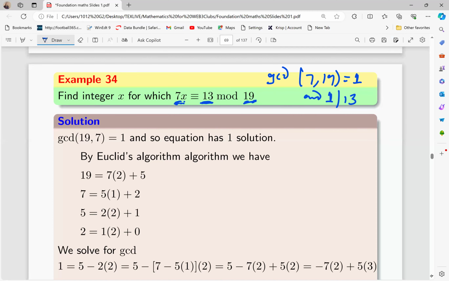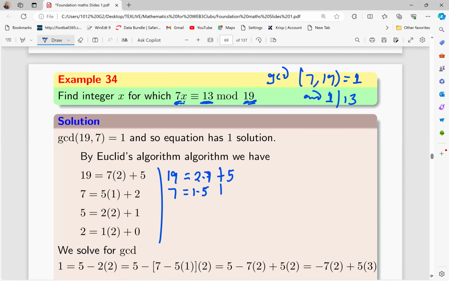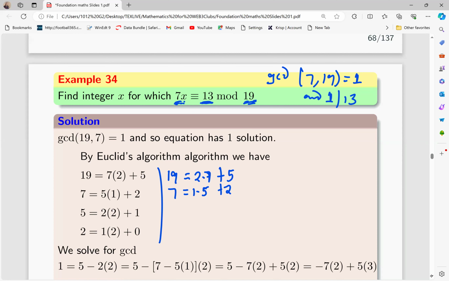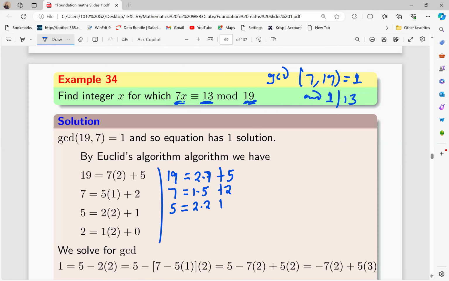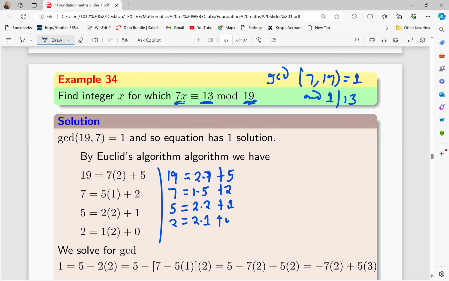How many times does 7 go into 19? 7 into 19, it's twice, because of 14, and the remainder will be 5. What about 5 into 7? Once, and the remainder will be 2. What about 2 into 5? Twice, and the remainder will be 1. What about 1 into 2? Twice, and the remainder is 0.